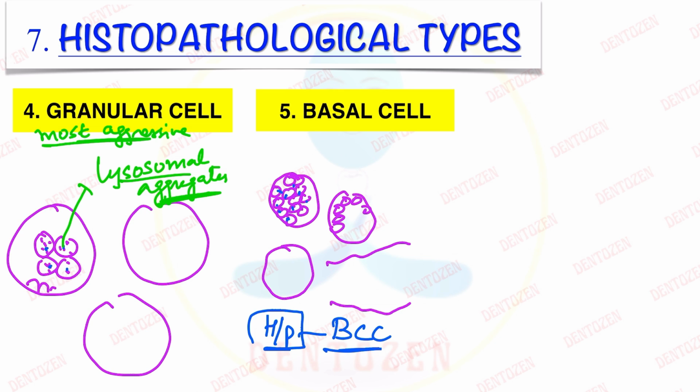Now an important point to remember about the basal cell type is that it is the least common type. That can be your viva question: which is the least common, or the rarest, histopathological type? It is the basal cell type.